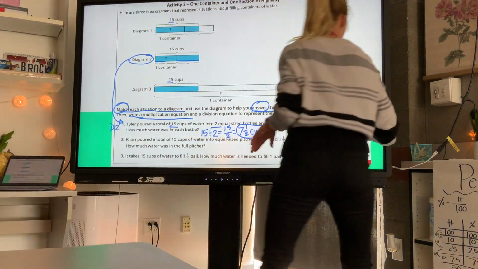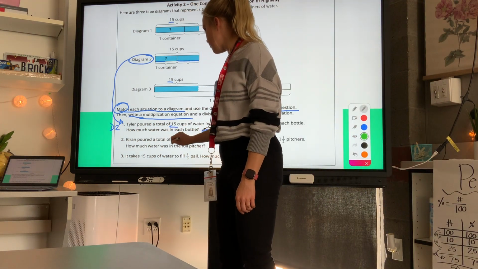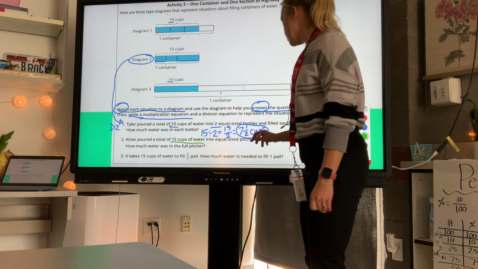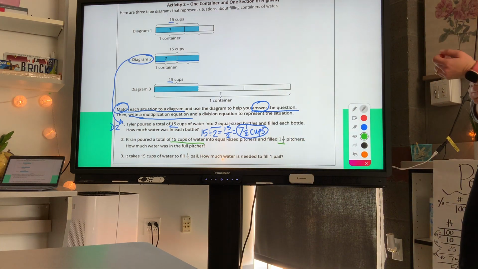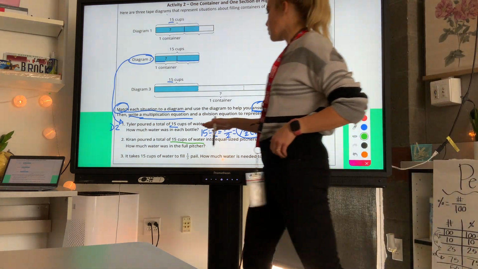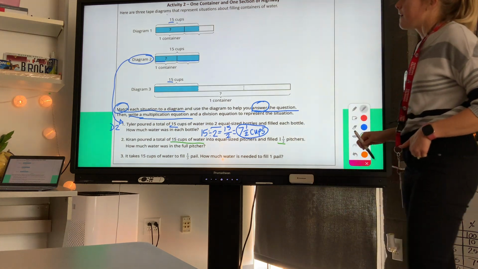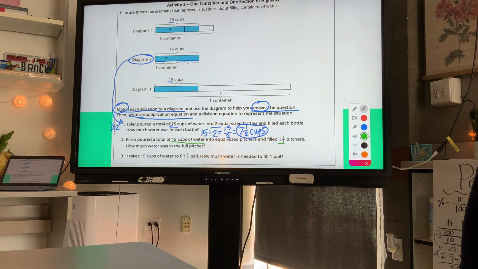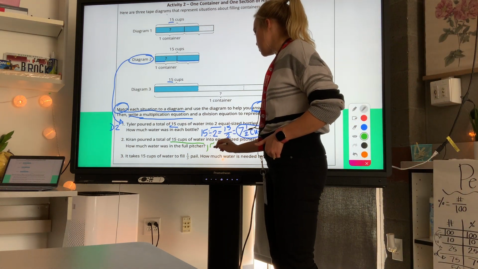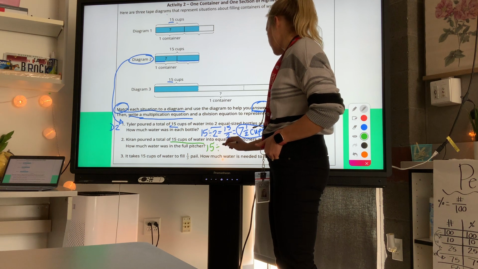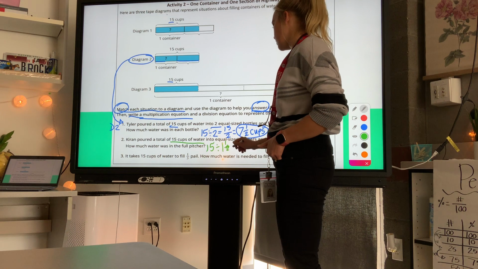Okay, let's do a different color for number 2. Number 2, Kieran poured a total of 15 cups of water into equal-sized pitchers and filled 1.5 pitchers. How much water was in the full pitcher? So we're looking for when it fills 1.5 pitchers. Okay, so one way we could write this as a division equation would be 15 divided by 1 1/2. Okay, and that could give us our answer.